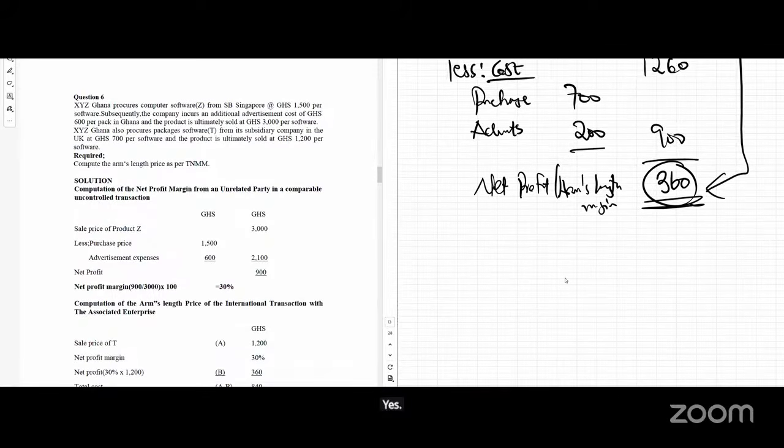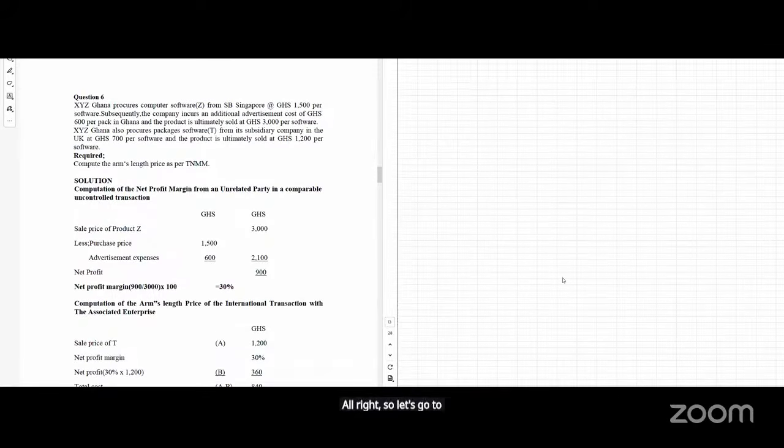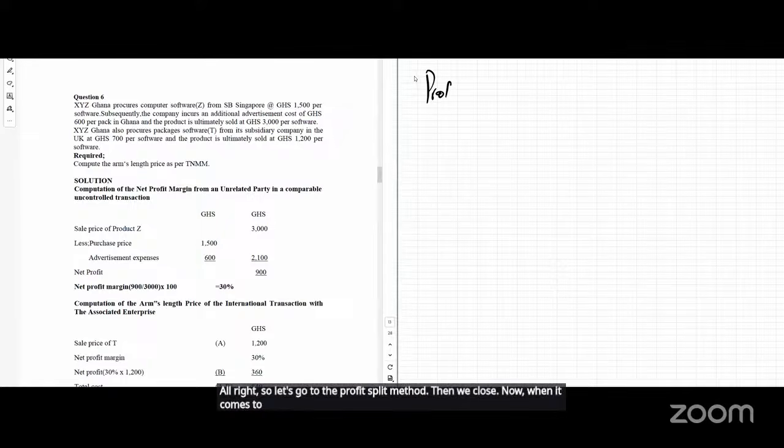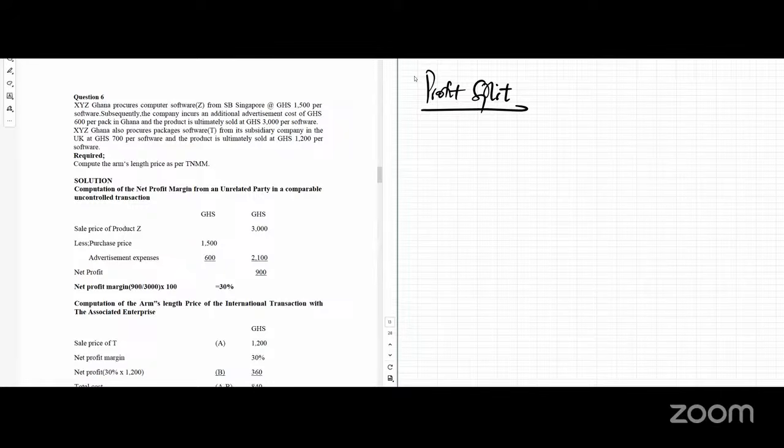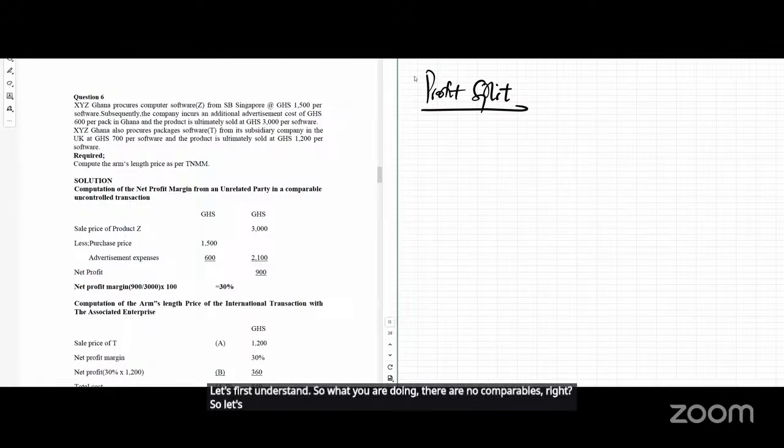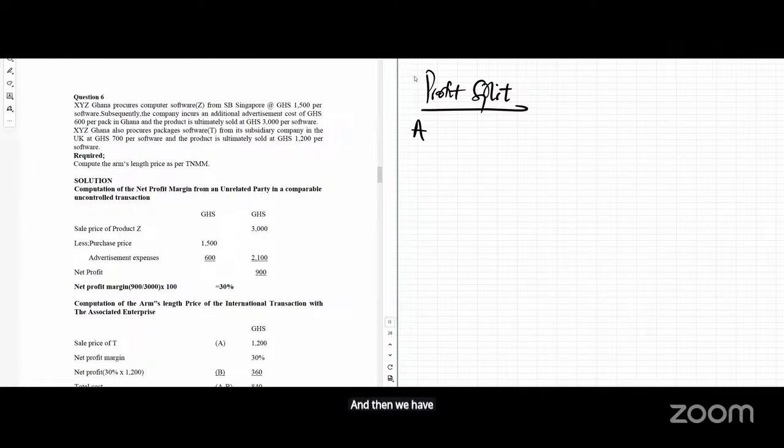All right. So let's go to the profit split method. Then we close. Now, when it comes to profit split, let's first understand. There are no comparables, right? So let's say that we decided to do a manufacturing project or development CCA. We are building a dam for somebody. And then we have entity A, entity B, entity C.